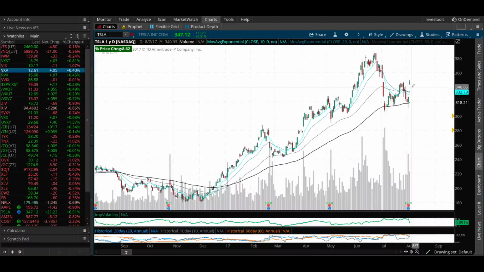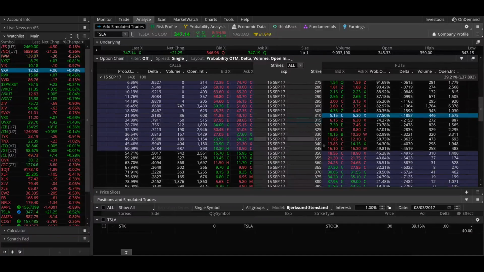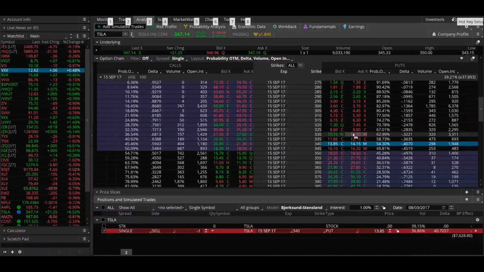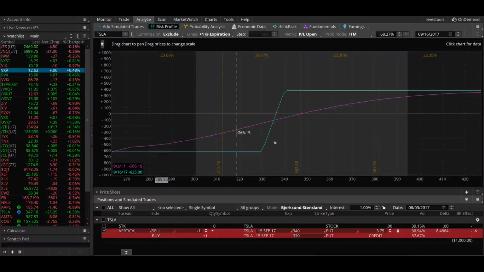Let's say the trader is fairly aggressive with their assumption, and they're going to sell the 340 put and buy the 330 put to create their bull put spread. Now let's queue that trade up in the September options with 43 days to expiration. So we're going to sell the 340 put and buy the 330 put for a net credit of, let's just say, $375. Let's look at the risk profile.